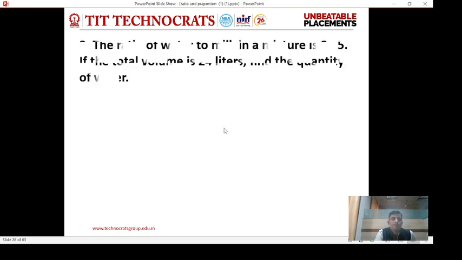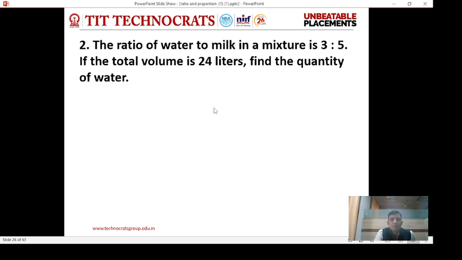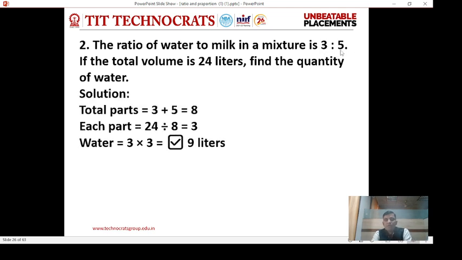Okay guys. Next, you will try this. Yeah, of course. You can do this. A mixture in the ratio 3:5 has a total value of 24 liters. Find the quantity of water. So guys, this is the total quantity, 24 liters, and the total units are 3:5. So 5 plus 3 is equal to 8. 8 is equal to 24. So 1 is equal to 3. So the quantity of water is 3 into 3, equal to 9 liters.